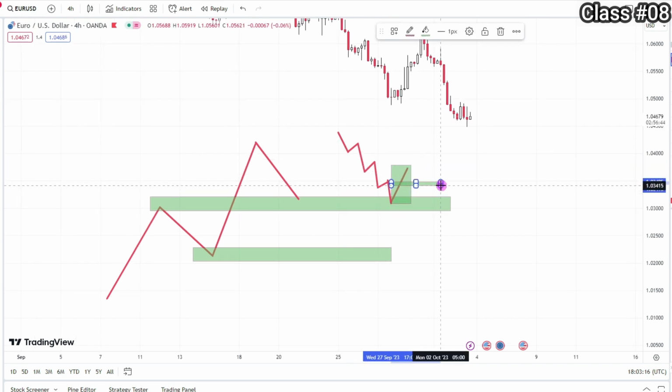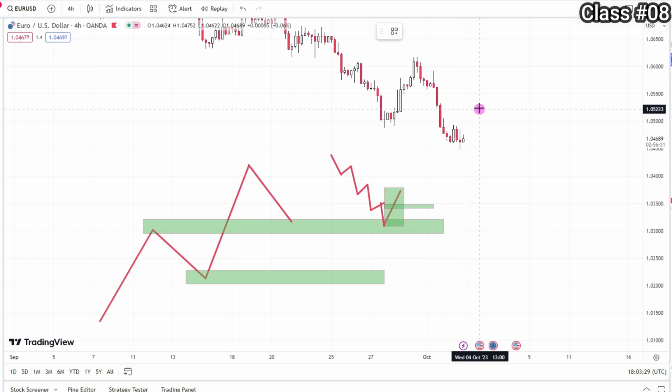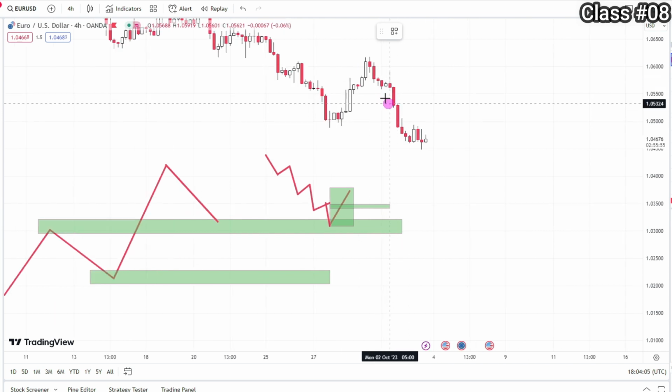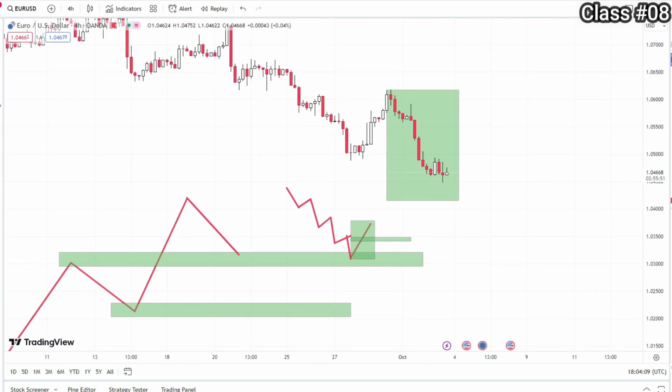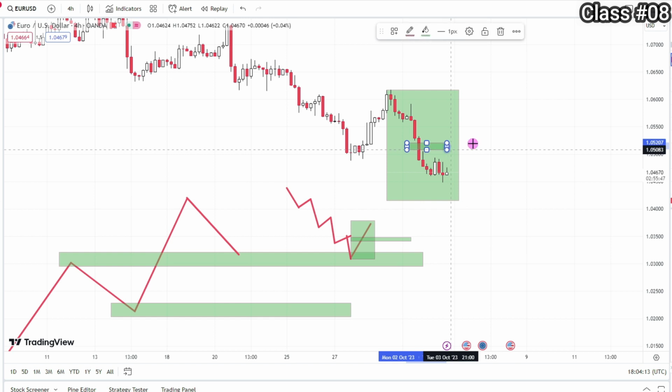So what is an imbalance zone? Let's find the imbalance zone in this wave. We are studying this wave. If I draw a zone at this point, you can see that this is a gap between the first and third candle. Only one body of the second candle is present, so it means that this is an imbalance zone.